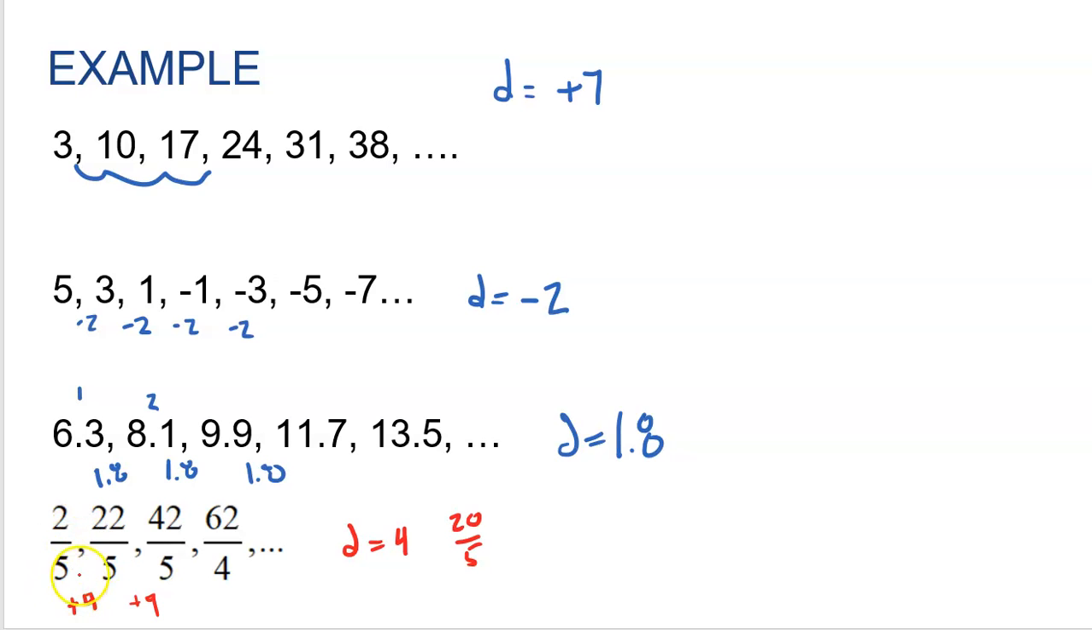2 fifths plus 20 fifths is 22 fifths. Plus another 20 fifths, 42 fifths. Plus another 20 fifths, 62 fifths. So you do see how the common difference is 4, but instead of being just a whole number 4, it's a fraction, 20 fifths, but it's still 4.